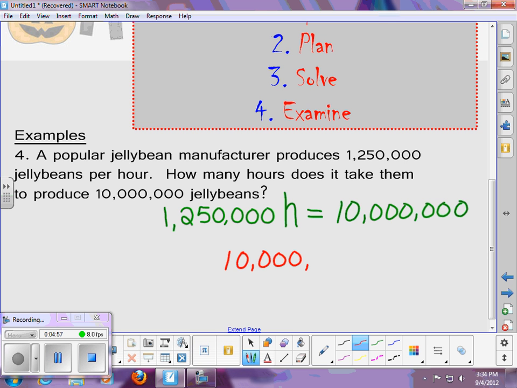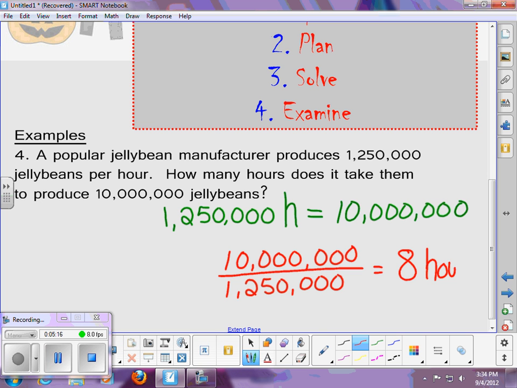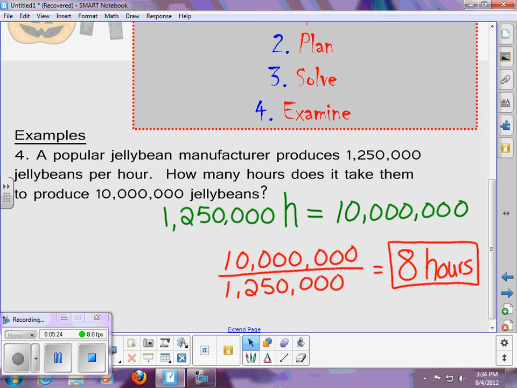10 million divided by 1,250,000. That comes down to 8 hours. It should take 8 hours for this company to make 10 million jelly beans. So we've done step 3, we've solved this.